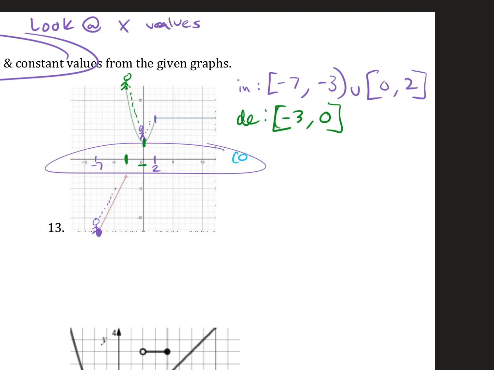And then we are constant. Let's say this has an arrow here, so it's going to infinity. We're constant from what to what? 2 to infinity.